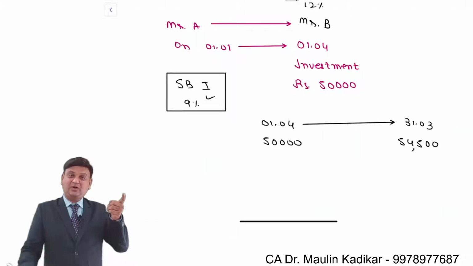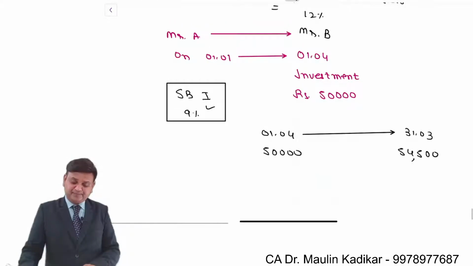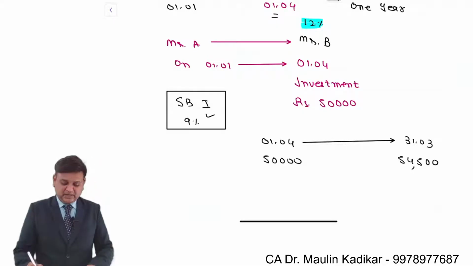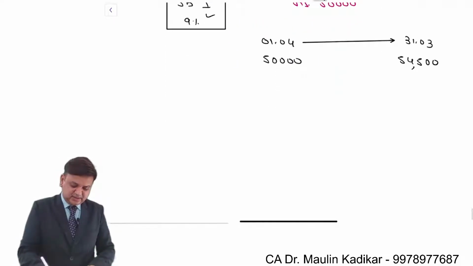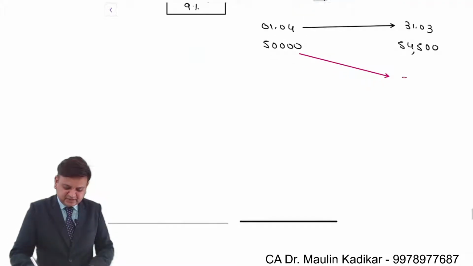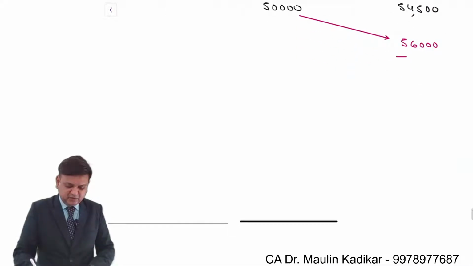Now Mr. A already had entered into the forward rate agreement with Mr. B, wherein the rate of interest which was committed was 12%. In a way that we understand this 50,000 rupees plus 12% should become 56,000. In a way that there is a loss to Mr. A for an amount of rupees 1,500.